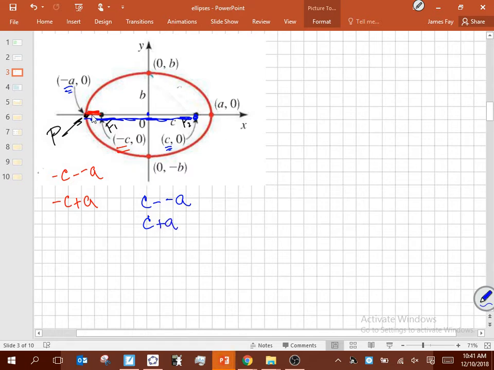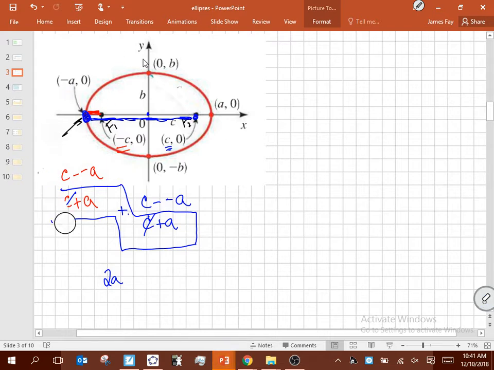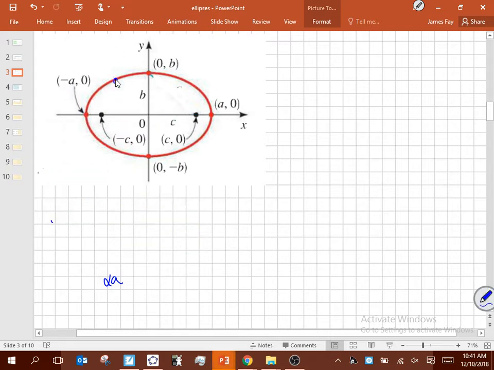So if I add the red distance plus the blue distance, negative C plus C, those cancel out. I've got A plus A, so I get 2A. So from that point to focus 1, and that point to focus 2, that sum is 2A. What that means is that no matter where that point P goes, the sum of that distance and that distance still has to be 2A. So that's nice. We got a total.